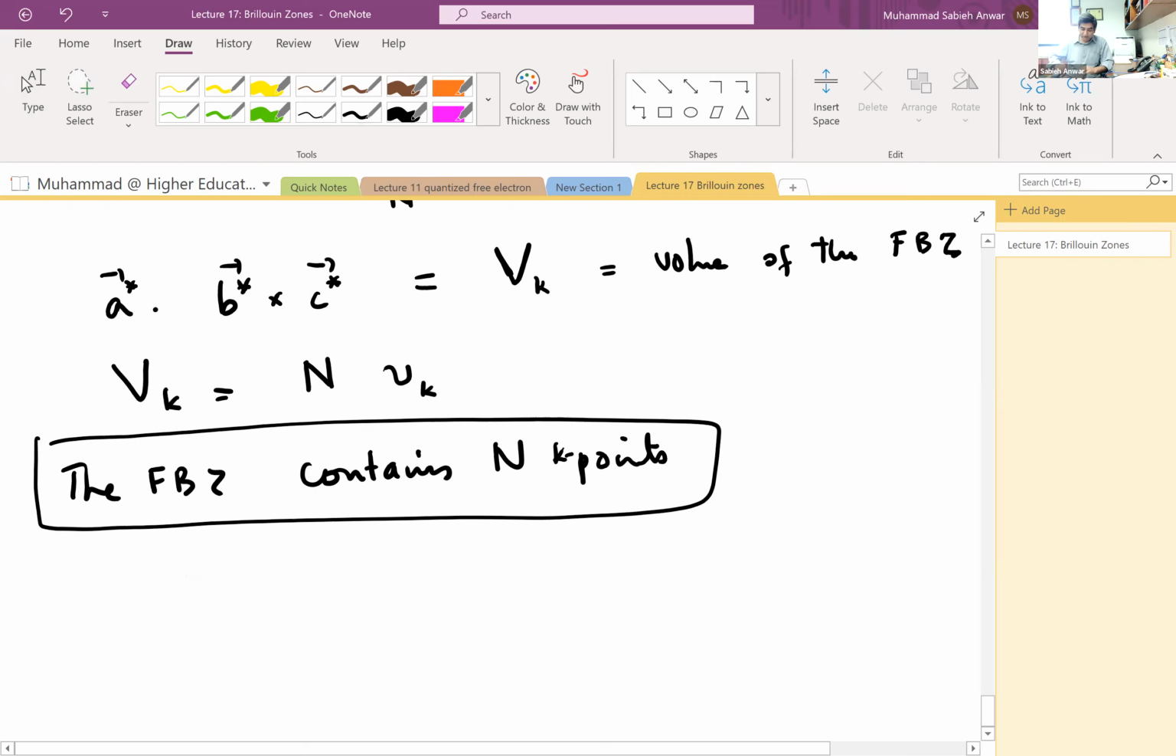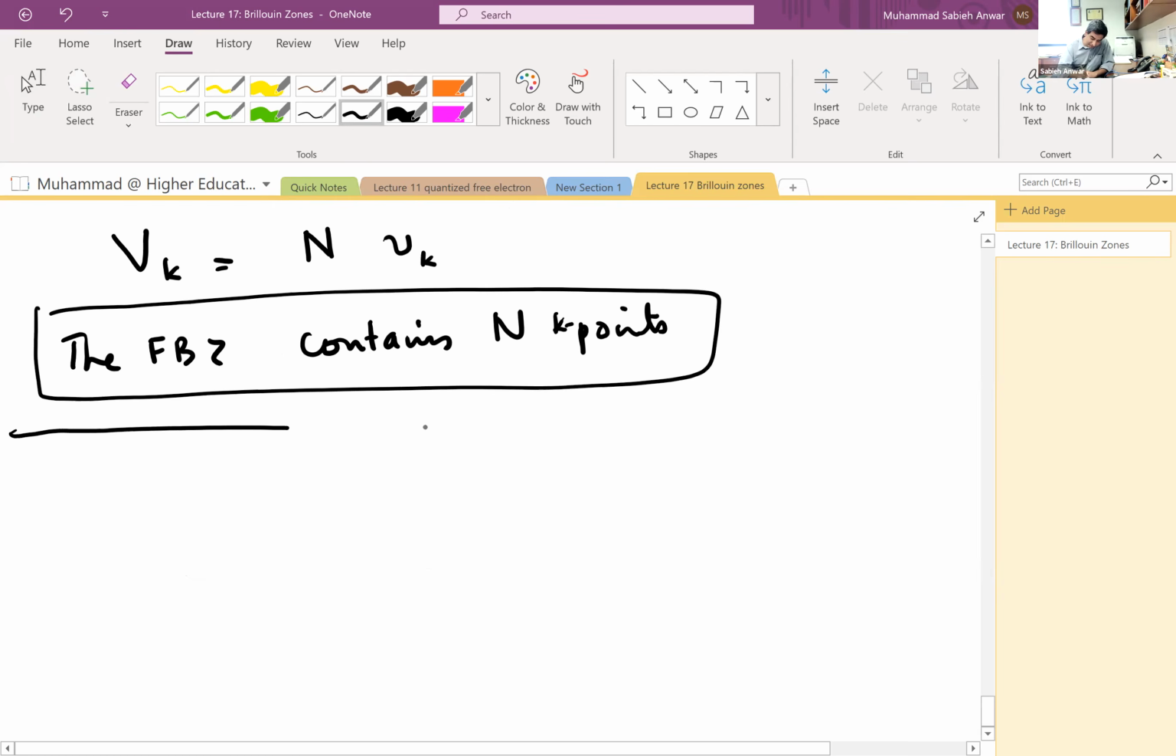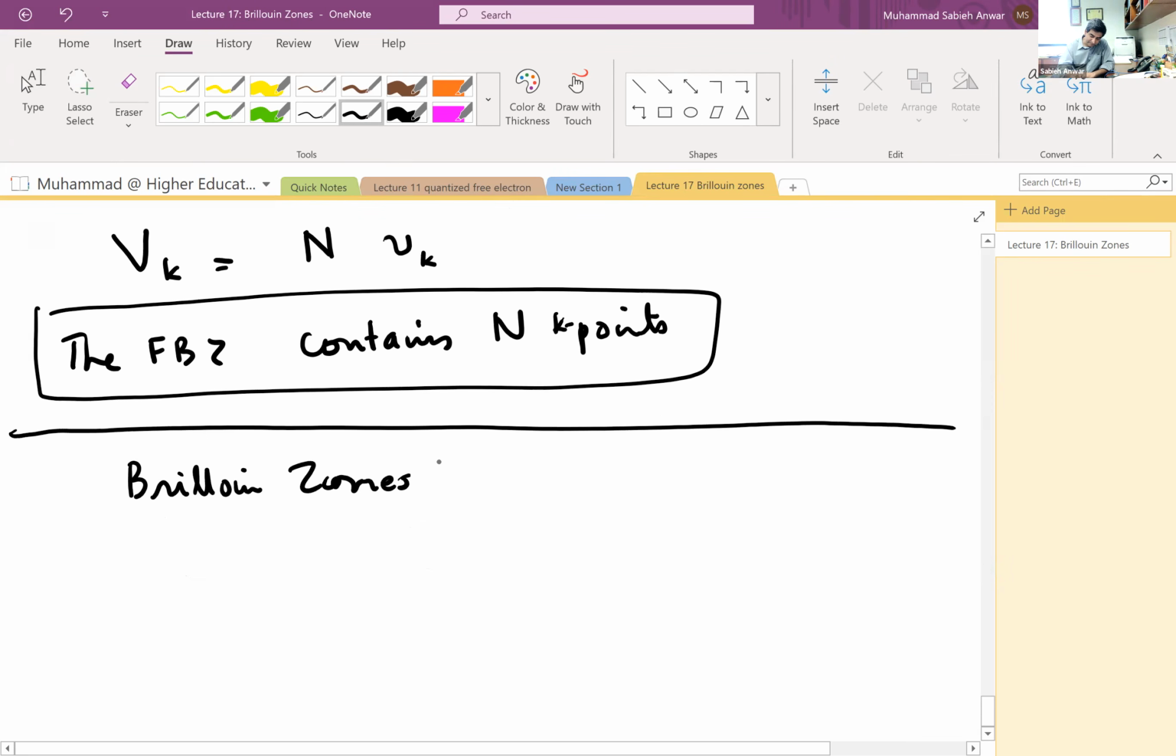Okay, so let me draw a Brillouin zone. And for simplicity, let me stick to 2D, two-dimensional lattices. So I'm going to draw a Brillouin zone and multiple Brillouin zones in 2D. So it's going to be easier to understand. So before I proceed, any questions?